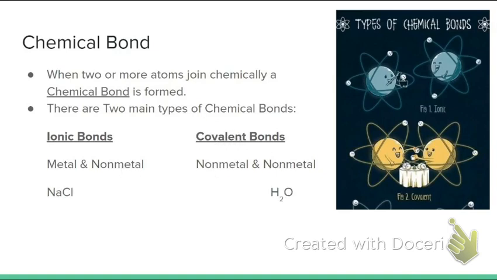A really good example of an ionic bond is sodium chloride. We know that sodium is a metal and chlorine is a nonmetal. And a really good example of a covalent bond, between two nonmetals, is water, because hydrogen is a nonmetal and oxygen is also a nonmetal.